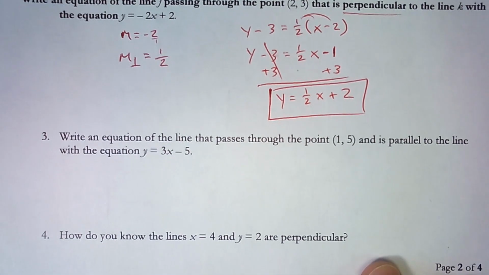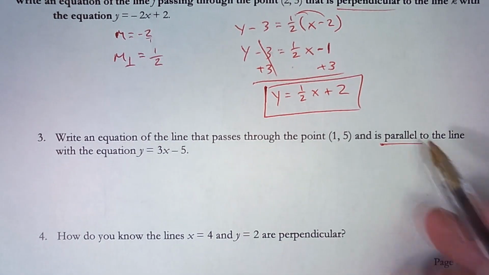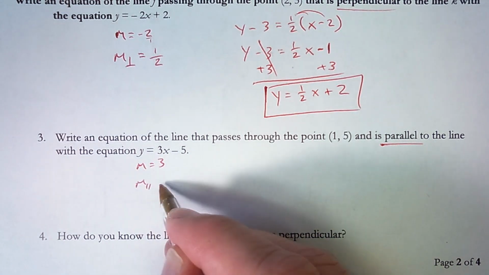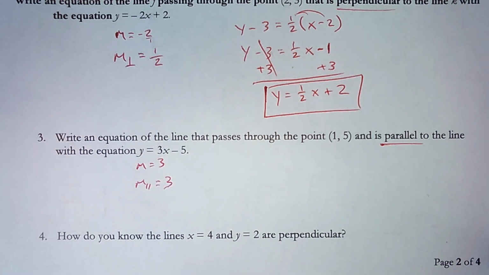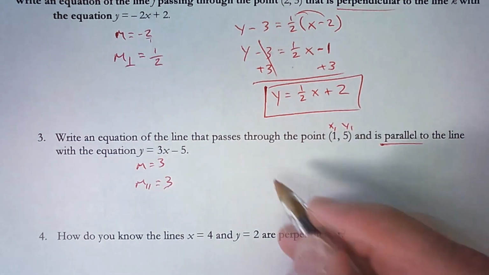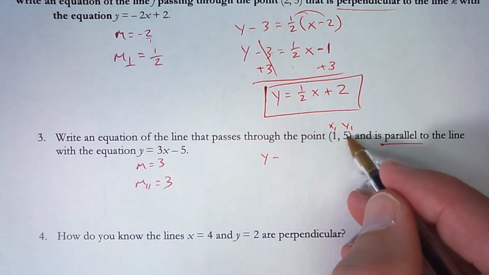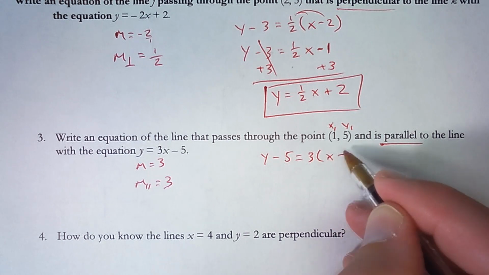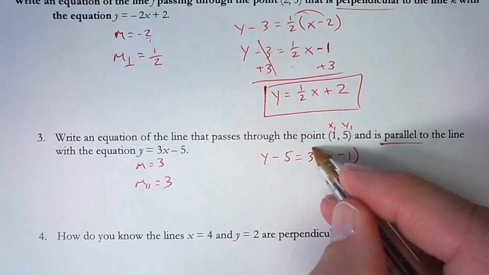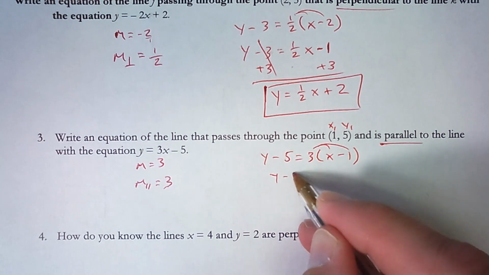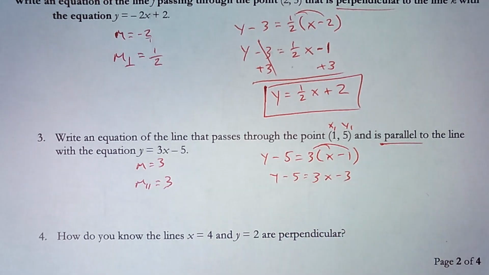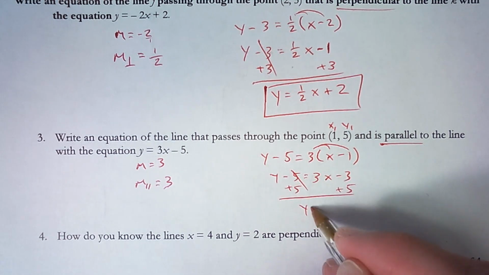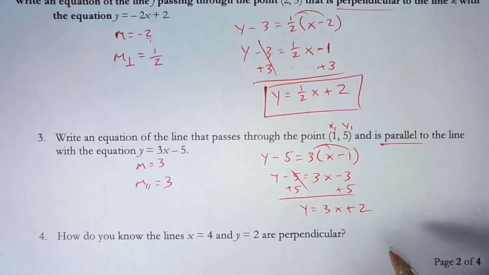Okay, we're going to do another parallel line. Okay, so a parallel line, the slope here is 3. The slope of a parallel line is also 3. Here's x1 and y1. Y minus y1 equals m times x minus x1. Distribute the 3. Y minus 5 equals 3x minus 3. And add 5. Y equals 3x plus 2.